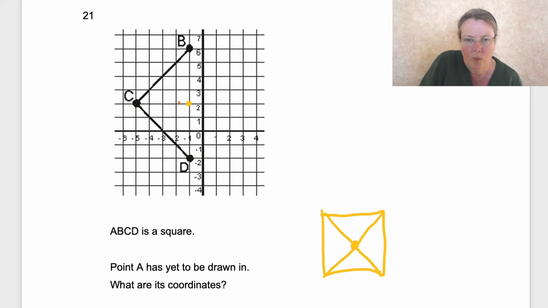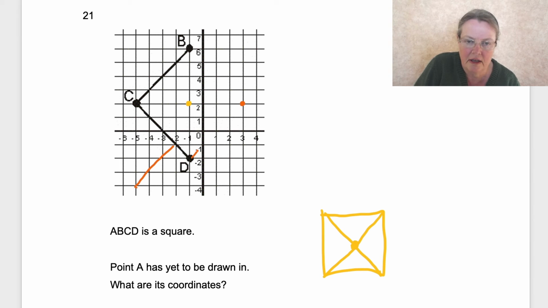Now we go 1, 2, 3, 4 to get to C. So we go 1, 2, 3, 4 to get to our square there. Now the other thing you'll notice is that it is just on the diagonal. So of course the actual lines will go like that as well.